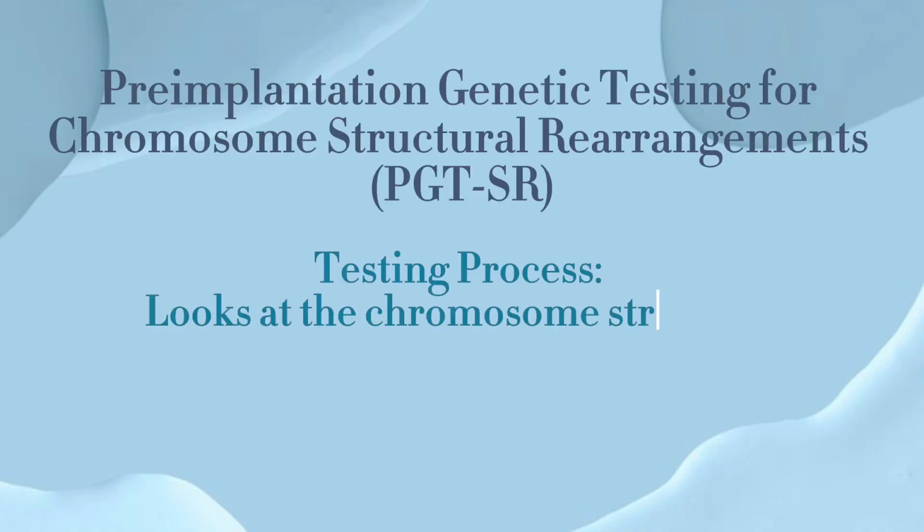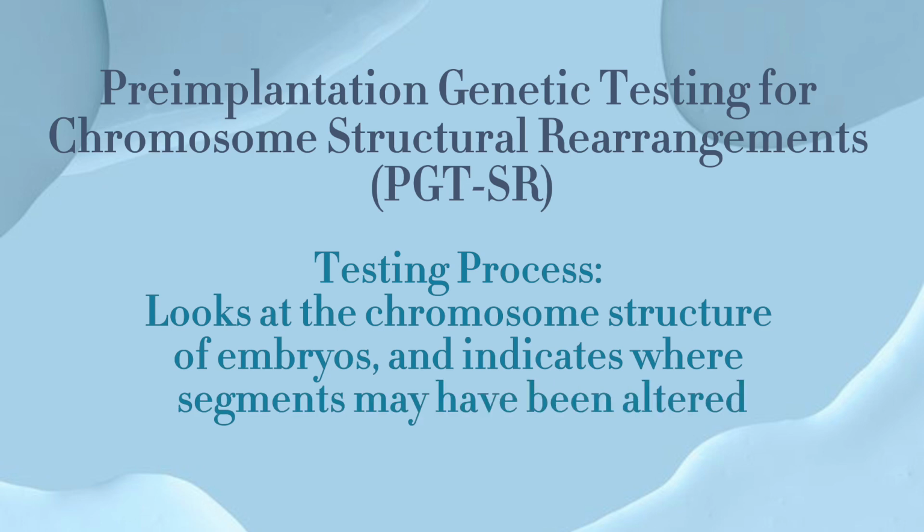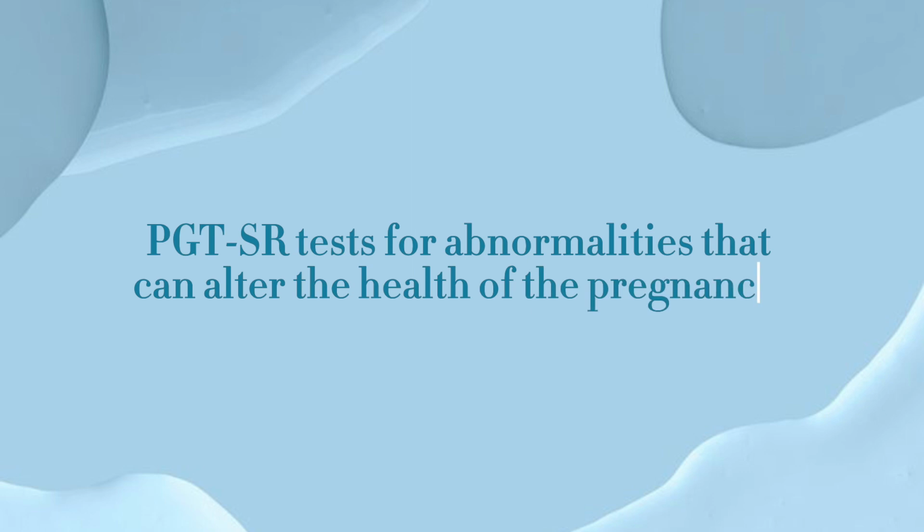PGT-SR, or pre-implementation genetic testing for chromosome structural rearrangements, involves looking at the chromosome structure of the embryos and finding where segments have been deleted, duplicated, or inverted. It's used to reduce the risk of having a pregnancy or a child with an unbalanced structural abnormality, which involves extra or missing genetic material and typically results in pregnancy loss. This tests for abnormalities that can alter the health of the pregnancy, the mother, or even the child in the long run.